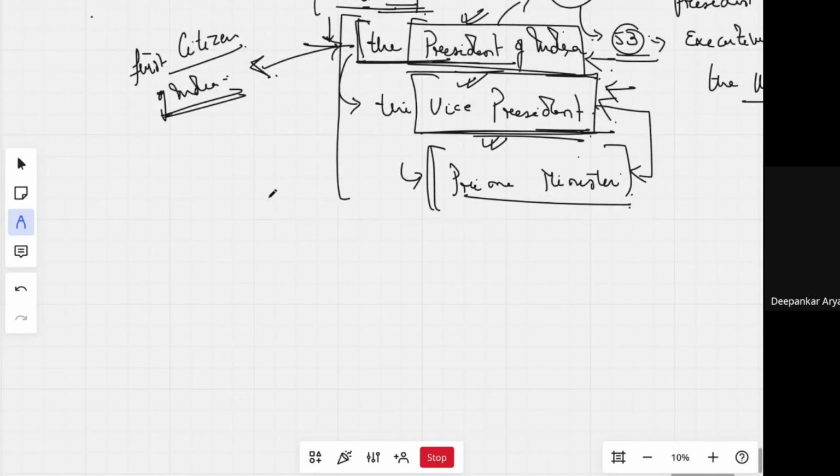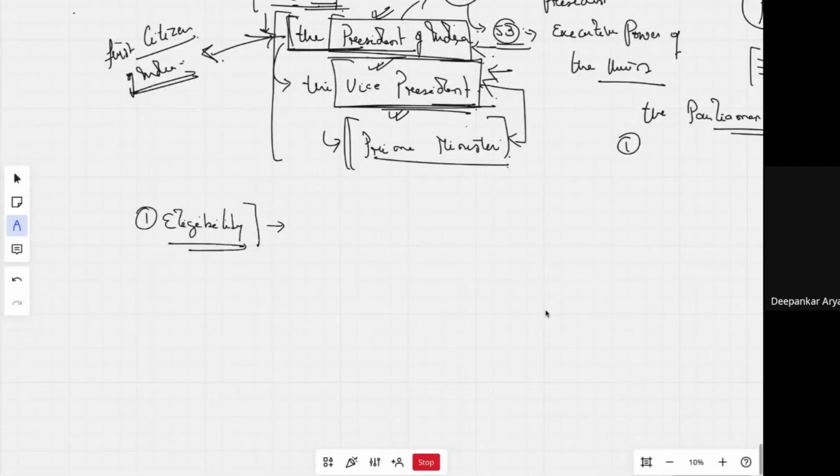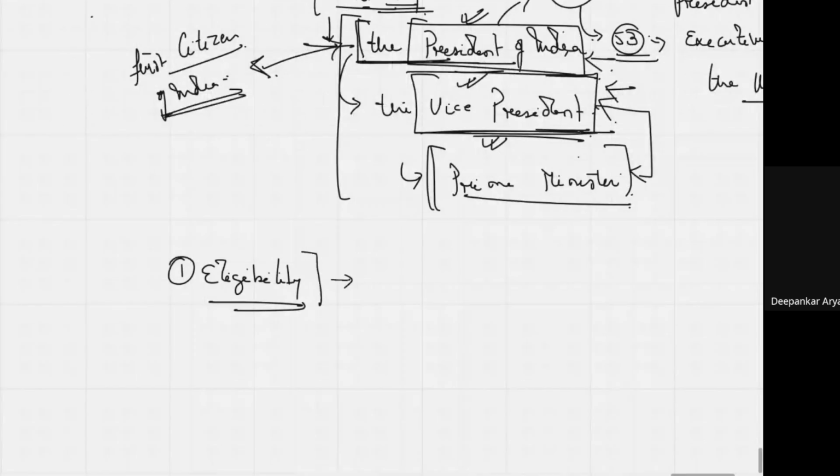So let's talk about the election and term of office. The first part we need to understand about the President of India is the eligibility part. So who is eligible to become the President of India? What are the qualifications to become the President of India?